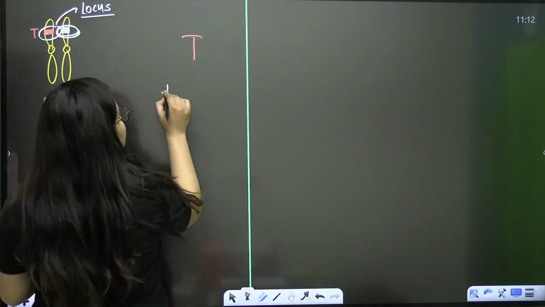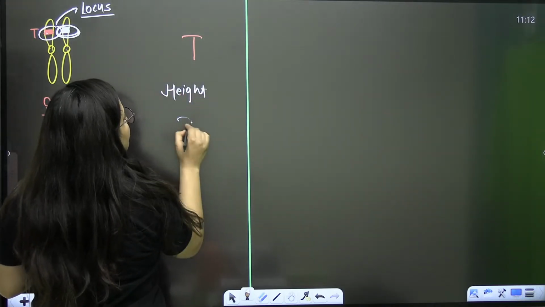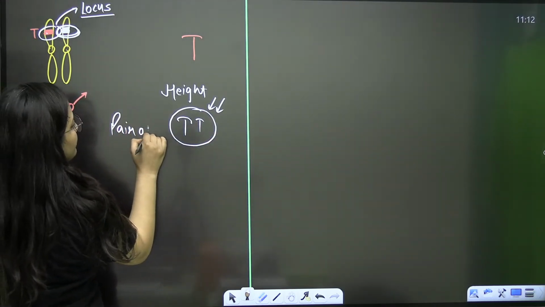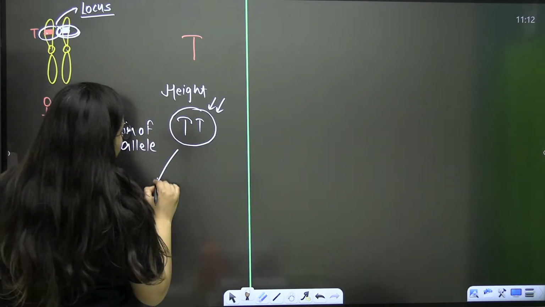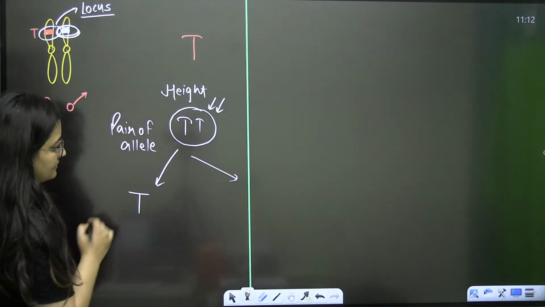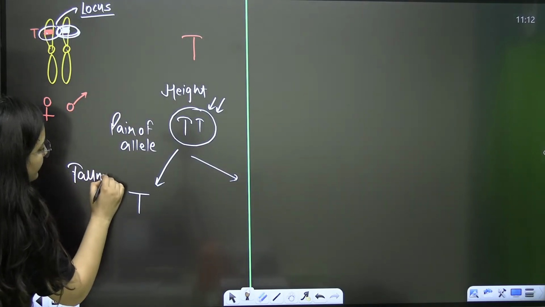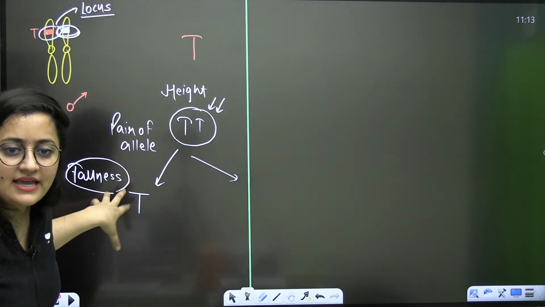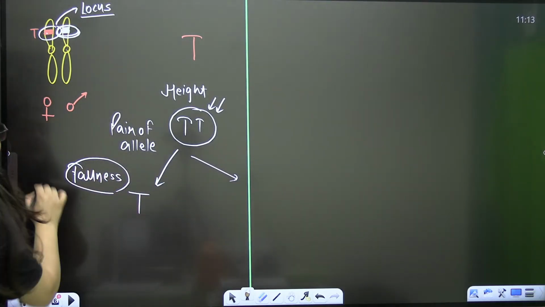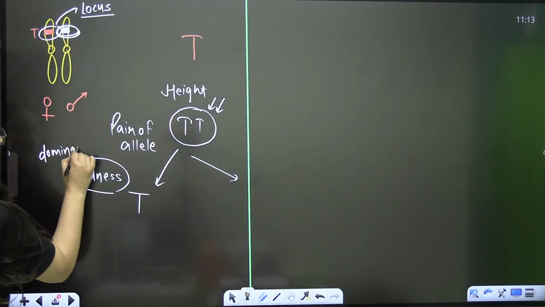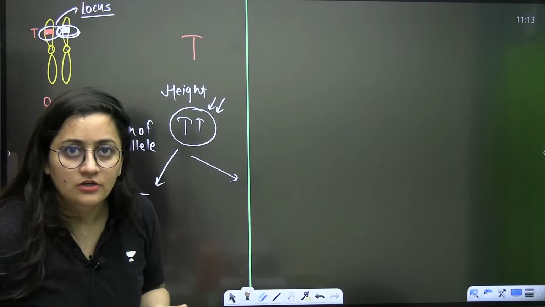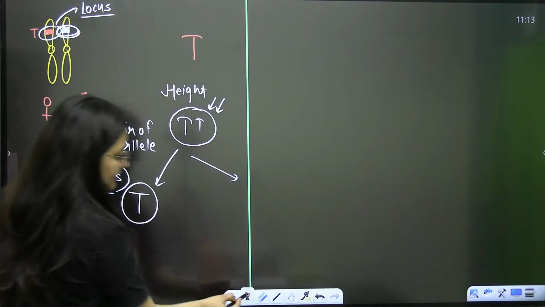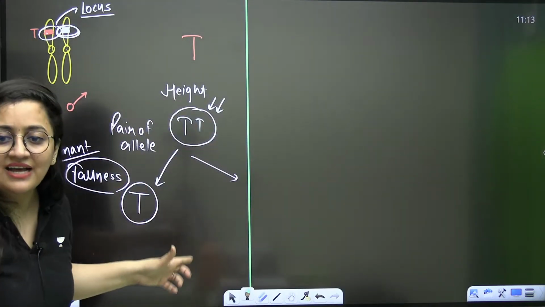Like I said, height is a character controlled by a gene. So you know that we say that a gene is a pair of alleles. So when you are going to talk about the trait like tallness, it's a character which you will see in many plants. It's a very common character. So it is a dominant character. It is expressing itself more. So for such a dominant allele, you will use the capital letter.